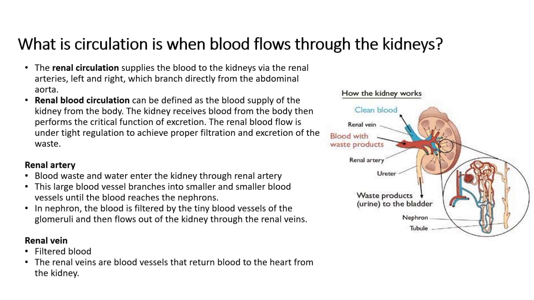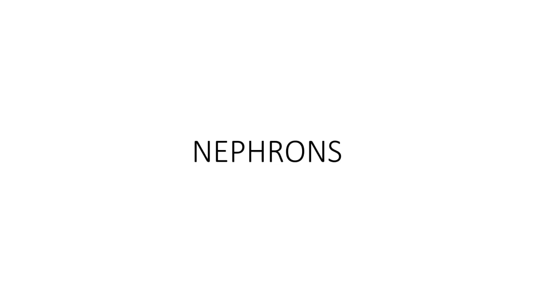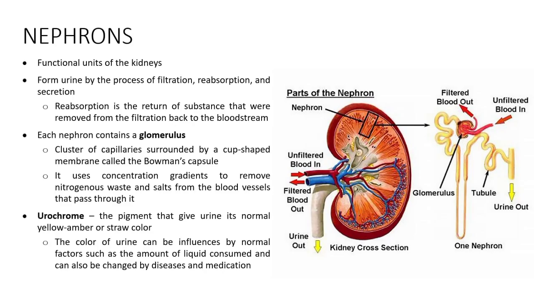And your ureters are urine-bearing tubes that exit the kidney and empty into the urinary bladder, carrying waste products, or the urine, to the bladder. Nephrons. Nephrons are the functional units of the kidney. It forms urine by the process of filtration, reabsorption, and secretion. Reabsorption is the return of substances that were removed from the filtration back to the bloodstream.